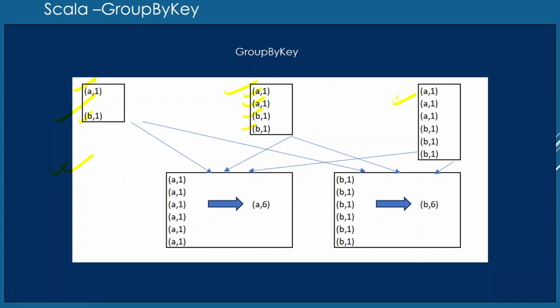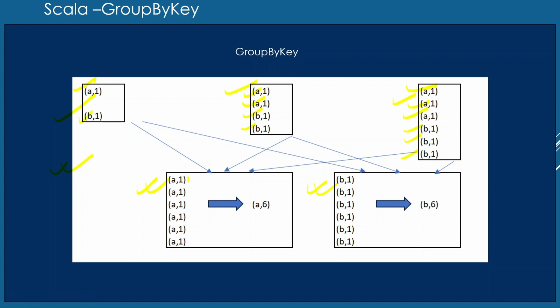Same, this is a different executor, or a different partition present in a different executor. We can see that key A has 3 values, B has 3 values, and each key has a value of 1. Now the shuffle operation is going to be performed, and it creates two partitions, and these two partitions sit on different executors.